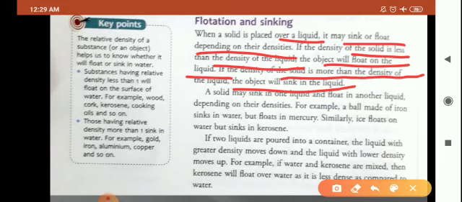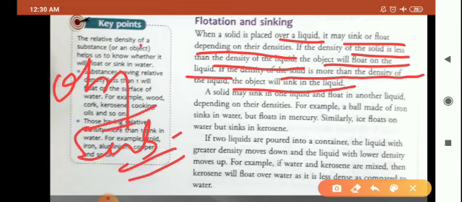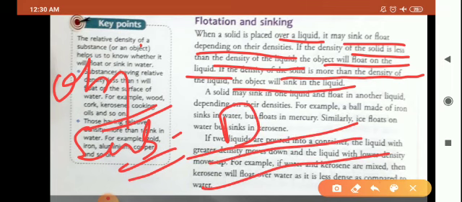And in the second case, I have told you that if the density of the object is less than that particular liquid, then the object will float on the surface of the liquid. So this flotation and sinking depends upon the density of the object or substance. If you are placing any object over the surface of a particular liquid, then whether that object will sink or float depends upon the density of that object.